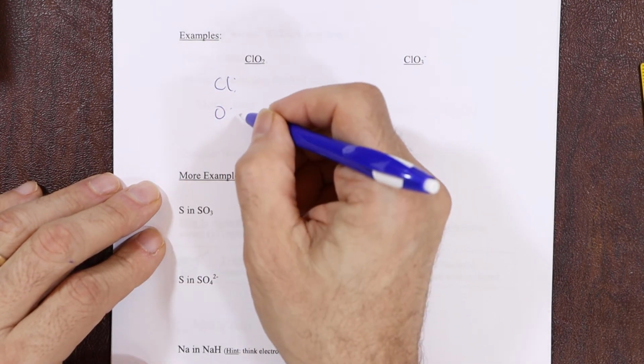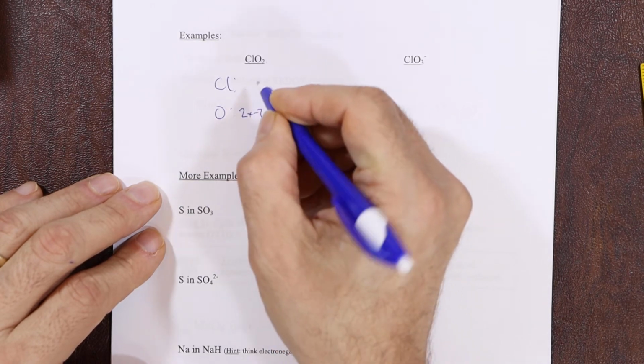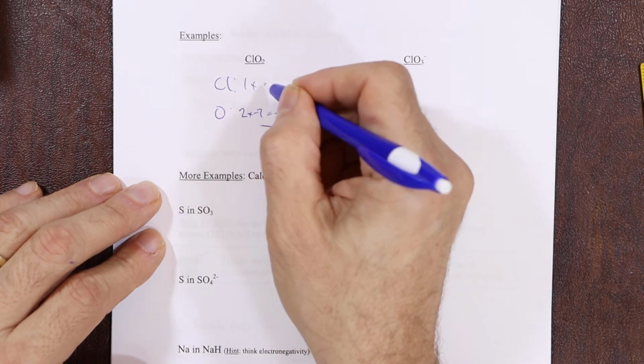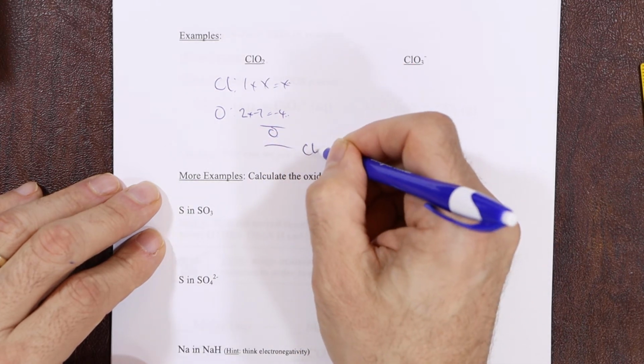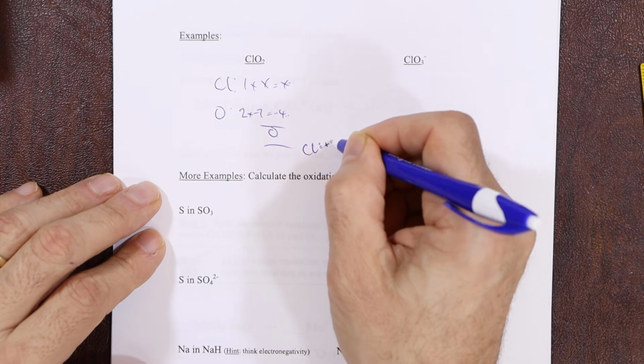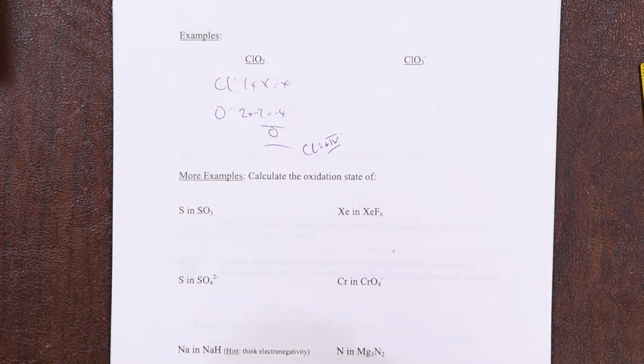Chlorine loses to oxygen. So oxygen is going to be 2 of them, times minus 2 is minus 4. Chlorine, 1 times X equals X. X and minus 4 is 0. Chlorine is a plus 4 oxidation state. Chlorine in ClO2 is a plus 4 oxidation state.